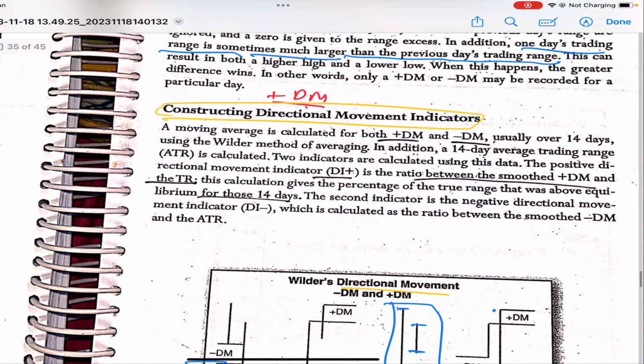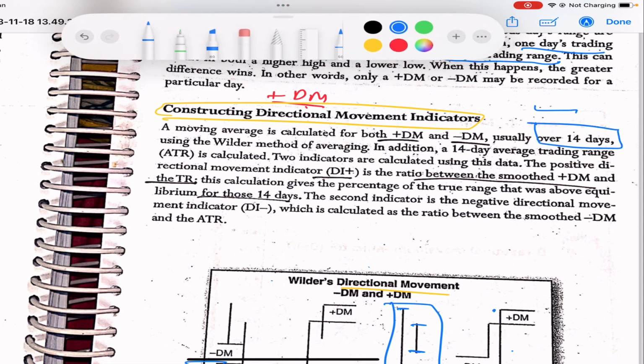Directional movement. Very simple. And you need to keep in mind that most of the time these indicators use a 14 period range, that is a 14 days range. Okay, so they usually use Wilder method of averaging. So what is Wilder method of averaging?